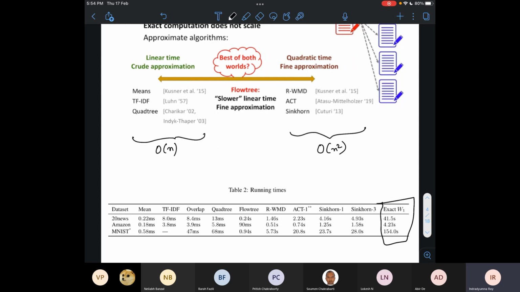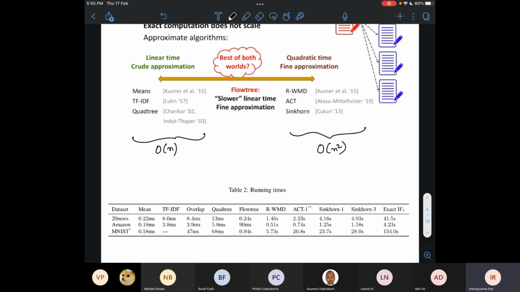So the upper bound for exact computation is something like this: 41.5 seconds and 154 seconds on the MNIST dataset, and so on. Now we have this in the order n square algorithms. We have this very popular algorithm called Sinkhorn. We are not going to discuss the details in this talk, but sufficient to say it just takes an initial transport plan, an initial matrix, and it does iterative row and column scaling.